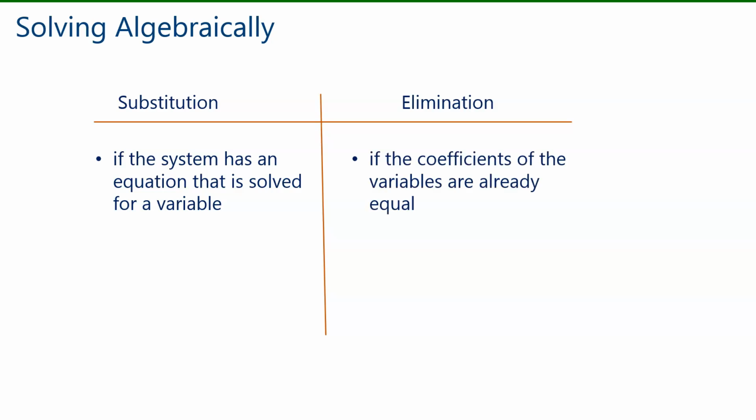Now, if the coefficients of some variables already happen to be equal or at least opposites of each other, then you can just add or subtract the two equations together to eliminate a variable. Something else to keep in mind is that if the system of equations has any fractions, then using elimination would be suggested. You can always get rid of fractions by multiplying the whole equation by the LCD, but when you do substitution, there still might be a case where you have to use fractions at some point, but when you do elimination, you don't have to. So these are just a few suggestions to keep in mind when you're trying to choose which one to use.